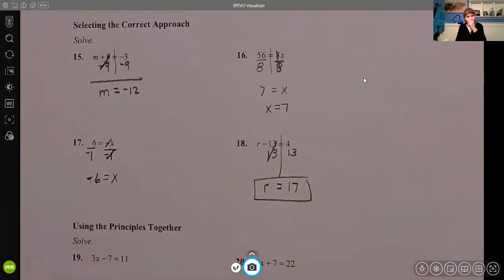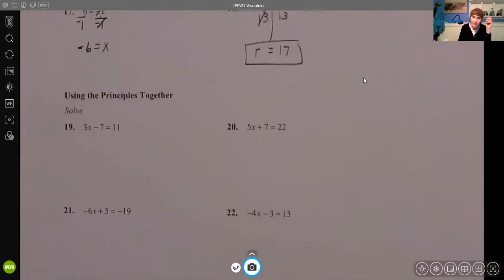Okay. Now what we're going to do is we're going to do those two steps together. This is called a two-step equation. You need to be really good at solving these, getting the x by itself, because we'll be using it a lot when we graph lines. So I want you to be good at two-step equations.